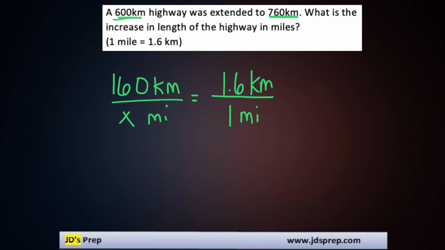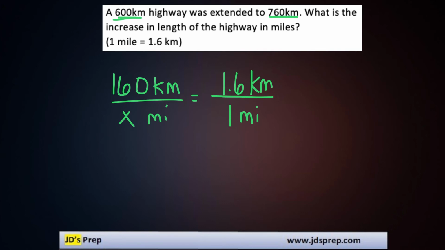Notice something very important here, that I made sure I put the unit of kilometers in the numerator and the miles in the denominator. It's very important that moving from left to right here, those match. If you have kilometers in the numerator of one, but then kilometers in the denominator of your other fraction, you're going to get the wrong answer. So that's very important. Okay, now we can start our cross multiplying.